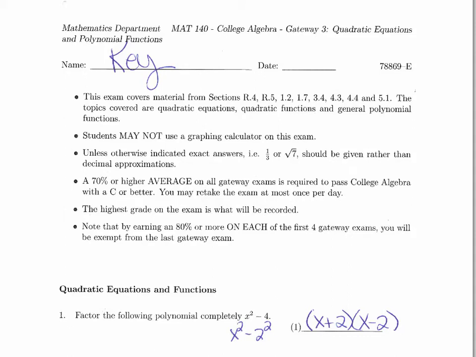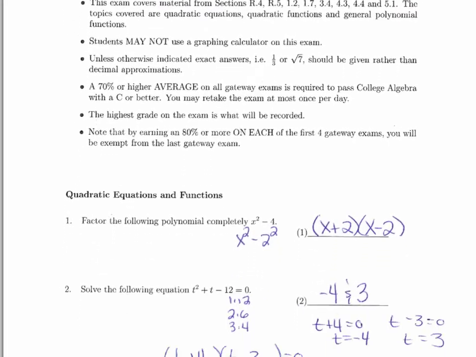This is a quick run through of the Gateway 3 exam, and this is the code number. Half of the students in class had this one, half had the other. If you didn't have this code, you do have one that's similar to this. You just have to look for similar problems on your exam.